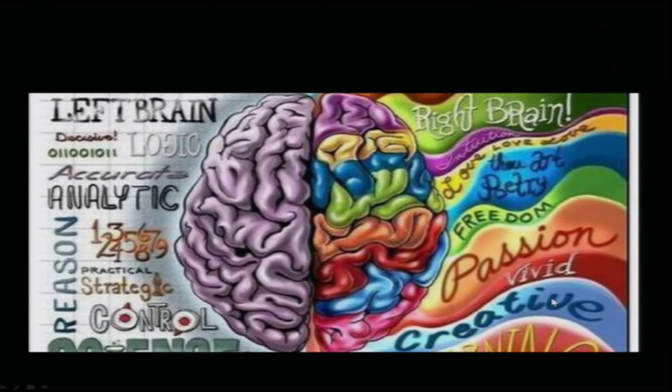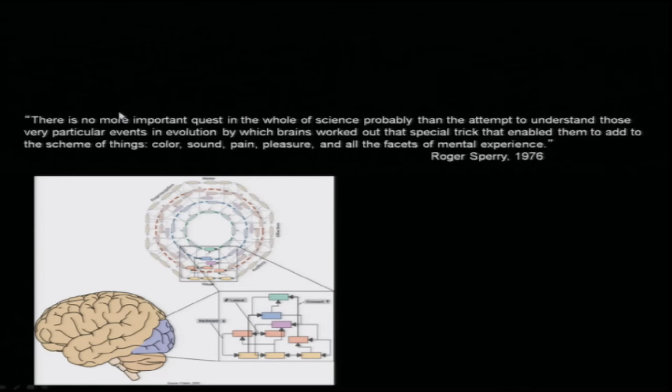Now, this is a very important sentence. There is no more important quest in the whole of science than the attempt to understand the very events in evolution by which brains worked out that special trick that enabled them to add to the scheme of things color, sound, pain, pleasure and all the facets. They are essentially saying that in evolution, the brain gained these functions and to make us fit with all the possible sensations and mental experiences.